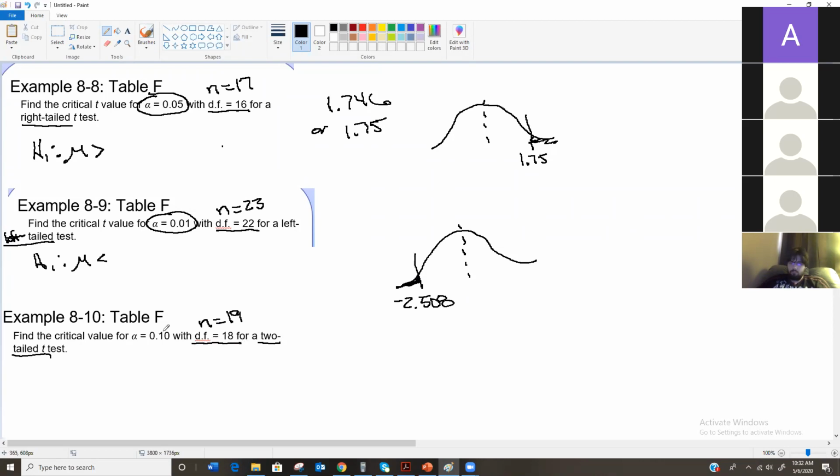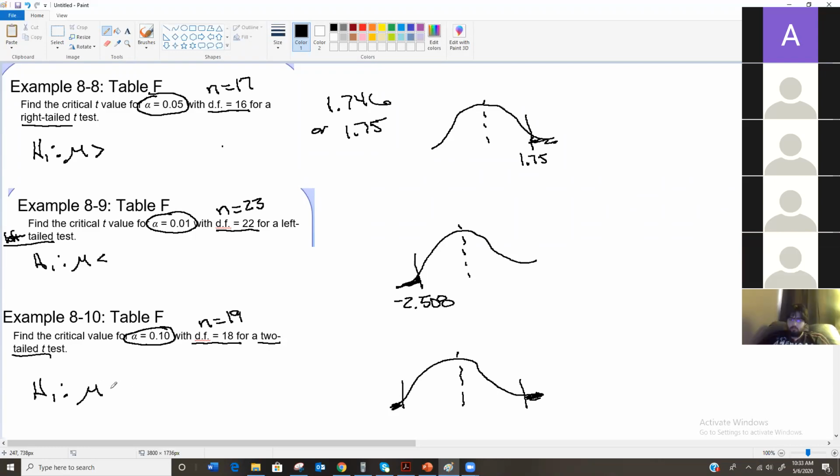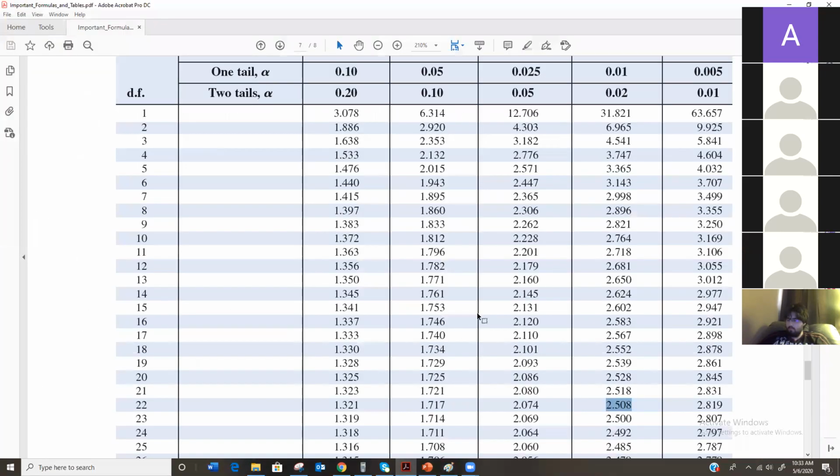Degrees of freedom 18, alpha 0.10. And then the two tails means both that negative and positive. Yep, we're going to have a rejection area on both ends. And in the original problem, the alternative hypothesis must have been a mean that was not equal to whatever the null hypothesis had. Okay, so two-tailed, alpha 0.1, degrees of freedom 18.